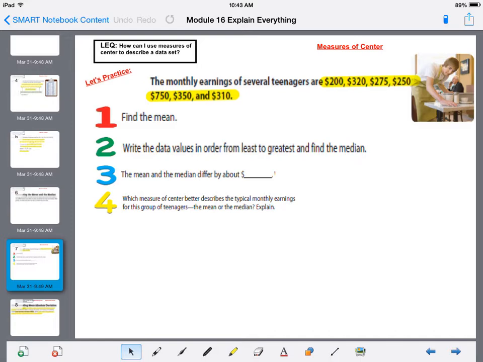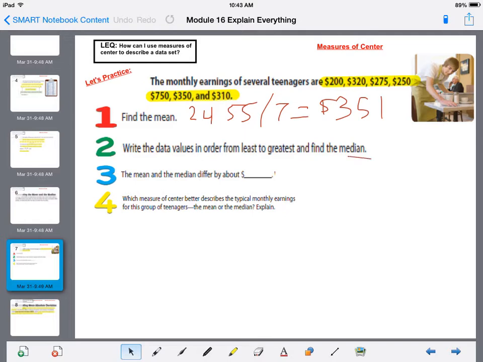He is very different than the rest and will affect the mean. When we find the mean, we are going to take the sum of all of these, which would be 2,455. And we would divide that by 1, 2, 3, 4, 5, 6, 7 numbers in the set. So that would be a mean of $350 and about 71 cents. So let's just round that to 351.